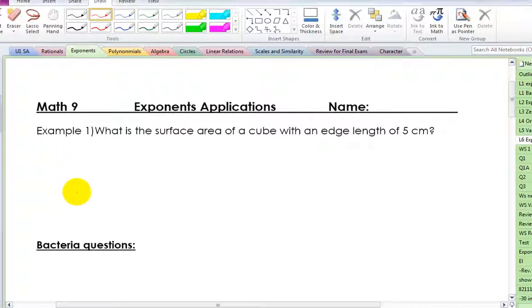So here we have a cube. Please draw a cube. Work on your spatial reasoning. Start with the front square and then work backwards. Art by Barker.